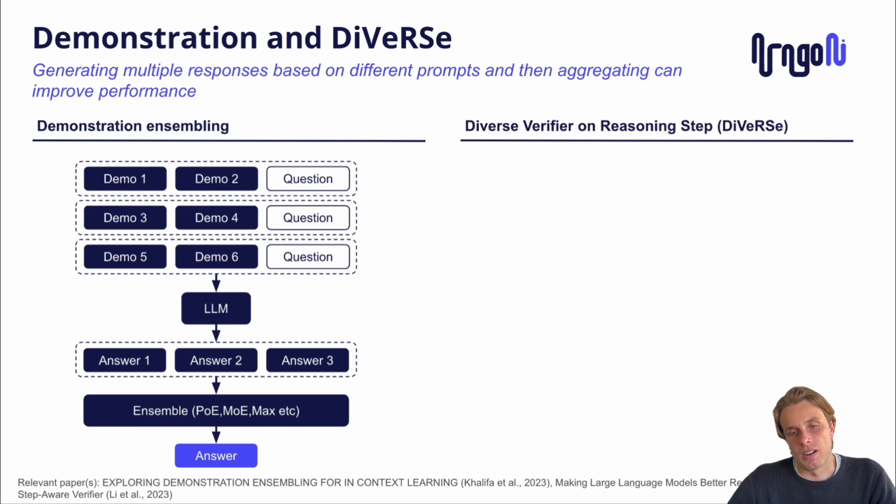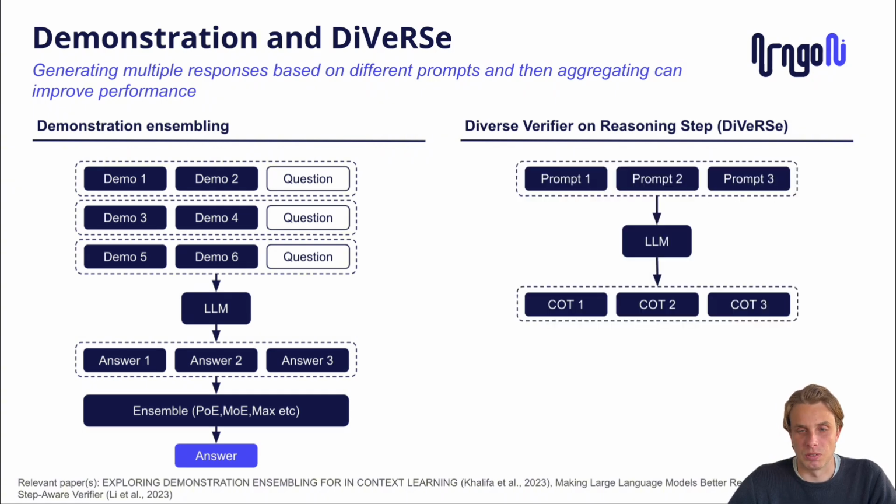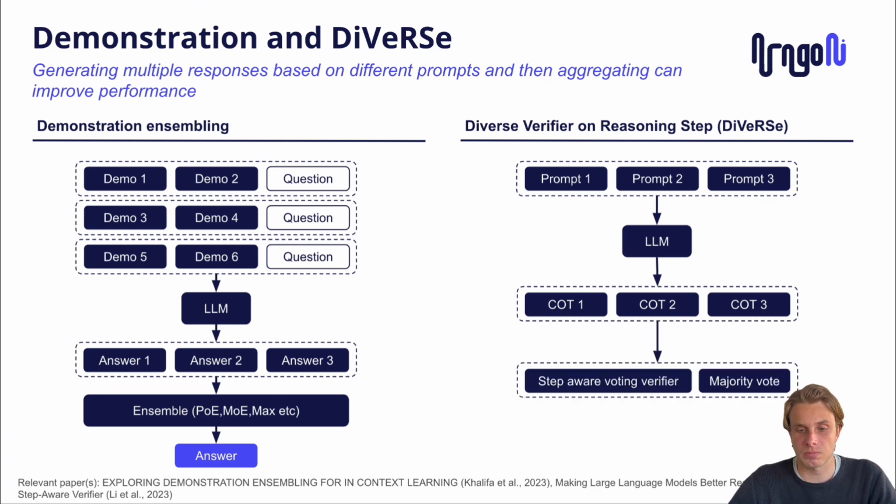The verifier on reasoning step is at the start relatively similar to approaches we've seen before. We have 3 prompts, we take them to a large language model, and we generate 3 candidate chain of thoughts. What they then introduce is this idea of a step-aware voting verifier and the majority vote. Because the step-aware voting verifier is more unique to this paper, I'll discuss it more here.